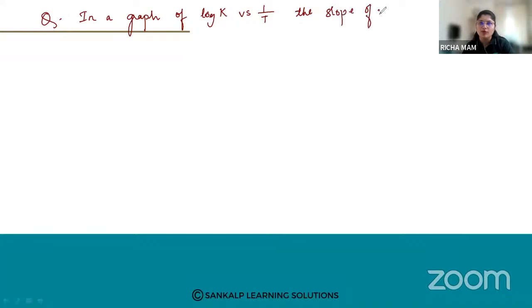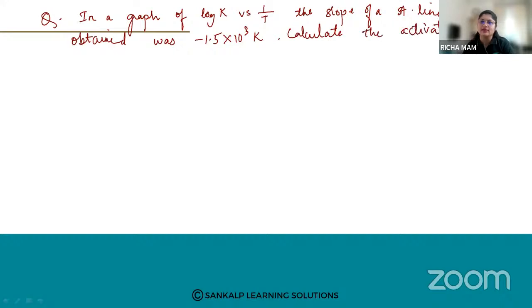So next question. In a graph of log k versus 1 by T, the slope of a straight line obtained was minus 1.5 into 10 raised to 3 Kelvin. Calculate the activation energy.